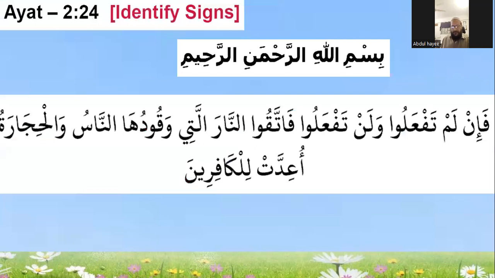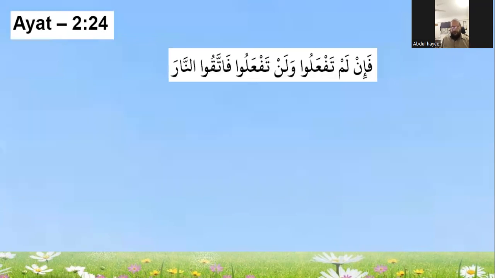Bismillahirrahmanirrahim. Can you read it? Okay. أعوذ بالله من الشيطان الرجيم. بسم الله الرحمن الرحيم. فإن لم تفعلوا ولن تفعلوا فاتقوا نار التي وقودها الناس والحجارة وأعدت للكافرين. Let's separate the words.